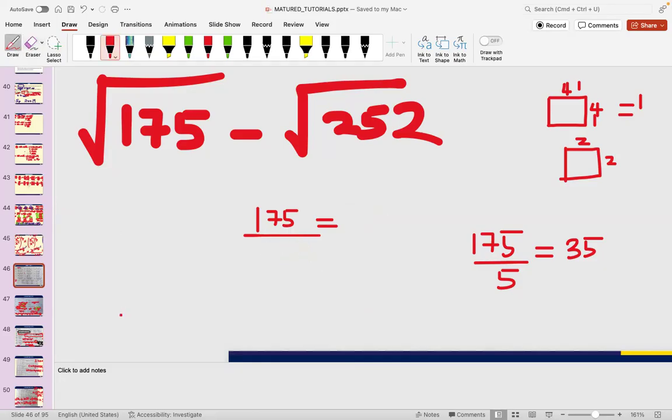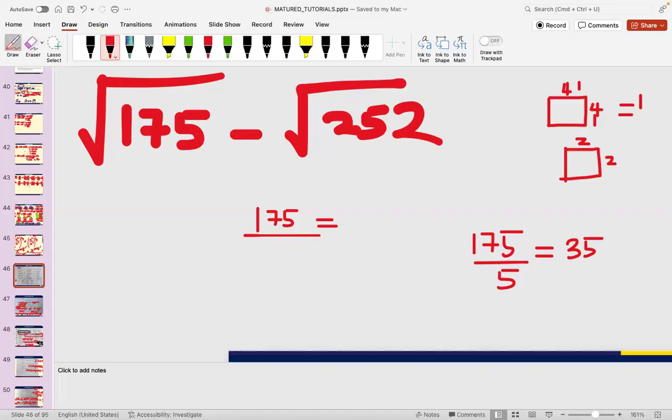If you are using 2 as a perfect square, 2 times 2 is 4. When you divide this by 4, will you get a number without a remainder? No. So it wouldn't work. When you use 8, will it work? No. When you use 10, will it work? No.